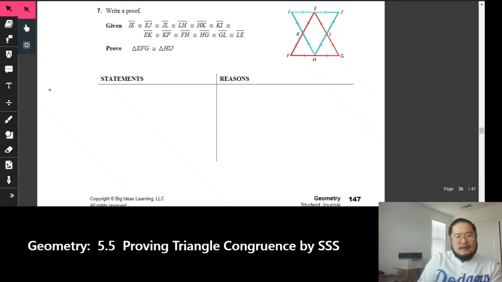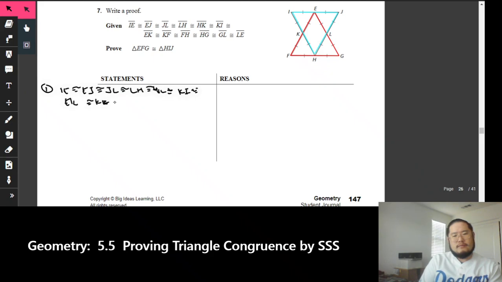So for step 1, we're going to put all our givens. We have IE is congruent to EJ, congruent to JL, congruent to LH, etc. I want to go ahead and put that down here. I know this is not the best handwriting, not my best effort, but that's the given statement. It's all there. You know what it is.